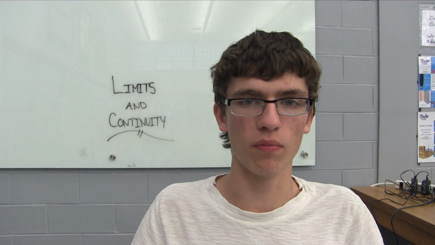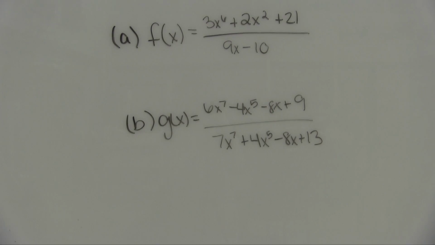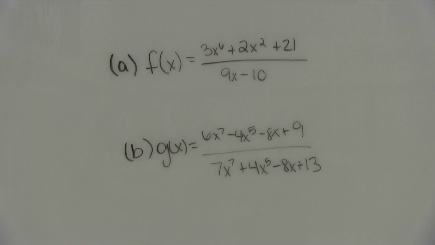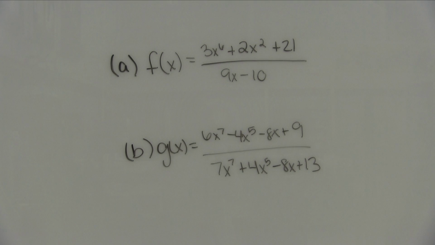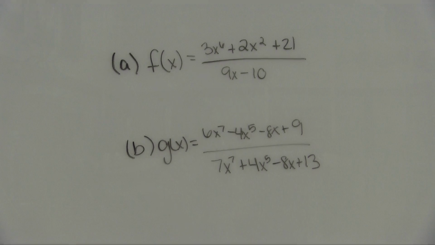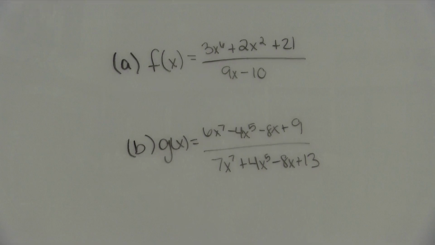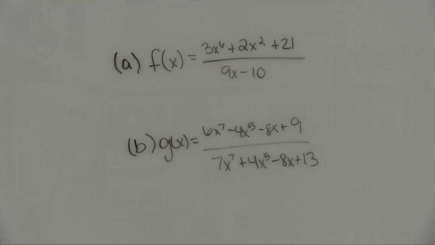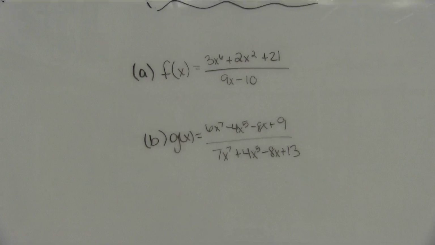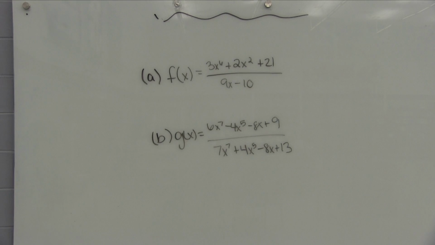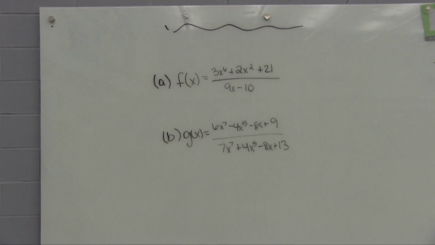Find the end behavior model of the following. A. F of x equals 3x to the 6th plus 2x squared plus 21 over 9x minus 10. B. G of x equals 6x to the 7th minus 4x to the 5th minus 8x plus 9 over 7x to the 7th plus 4x to the 5th minus 8x plus 13.